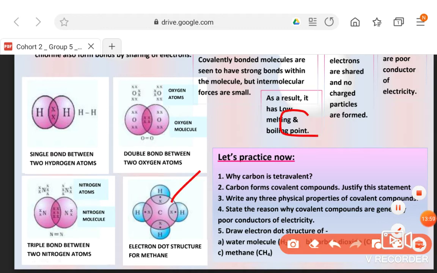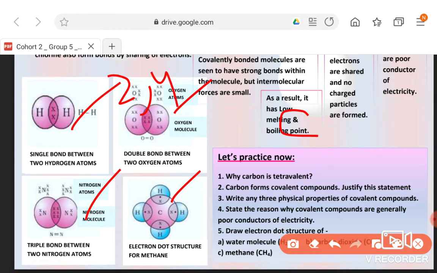Now, these were the same elements forming a covalent bond, but now different elements. For example, carbon contains 4 electrons in the outermost shell. It would share its 4 electrons with hydrogen atoms, but a hydrogen atom cannot share 4 electrons, it contains only 1 electron. So how can it form a bond with hydrogen? 4 different atoms of hydrogen will share 1 electron each with carbon.